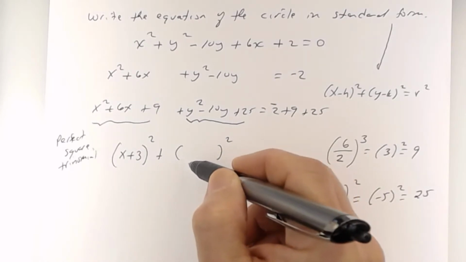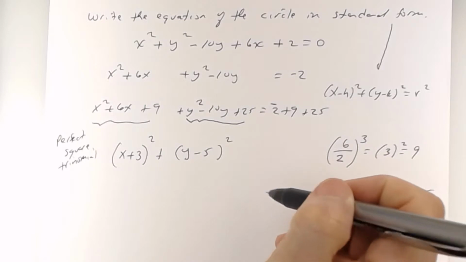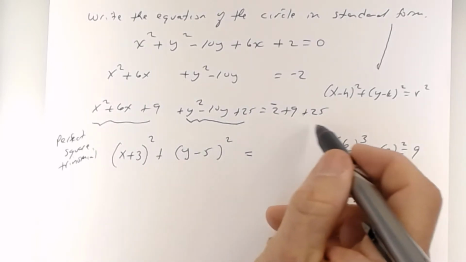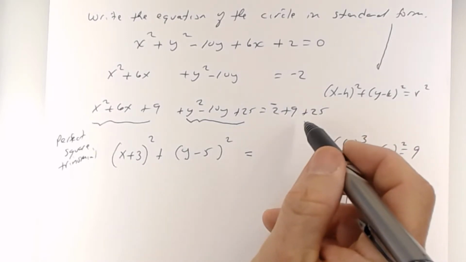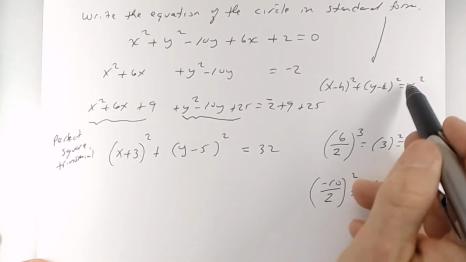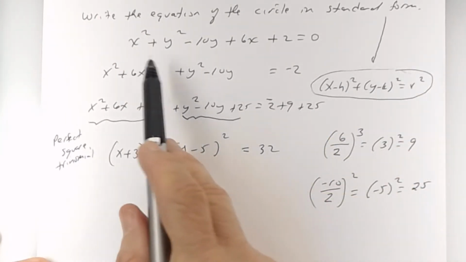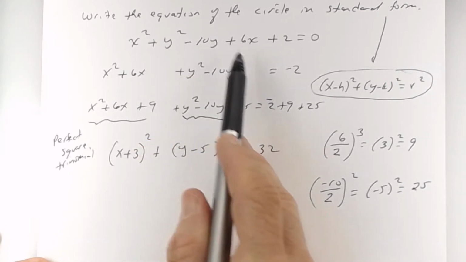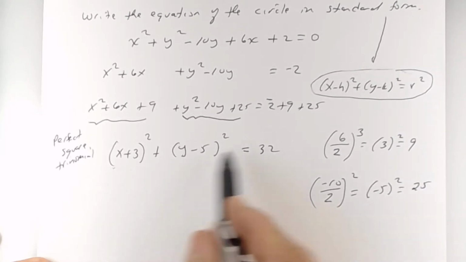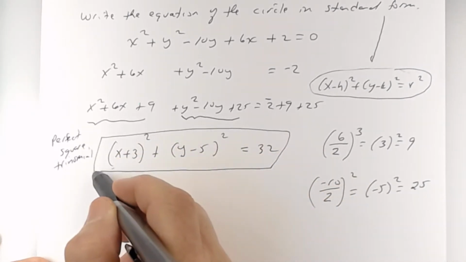So what will be this binomial? Y minus 5. Y minus 5 times y minus 5 is this trinomial. And that's going to equal the other side, which is 32. All right, now remember what we just found. So remember, I'm trying to write this equation in general form in standard form, right? So remember, this right here is standard form. You're done with standard form.